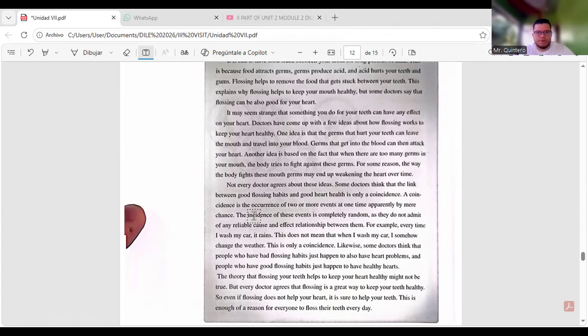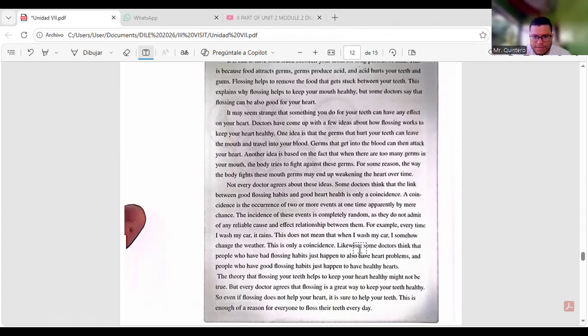A coincidence is the occurrence of two or more events at one time, apparently by mere chance. The incidence of these events is completely random, as they do not admit of any reliable cause and effect relationship between them. For example, every time I wash my car, it rains. This does not mean that when I wash my car, I somehow change the weather. This is only a coincidence.